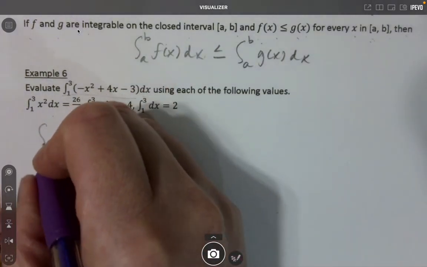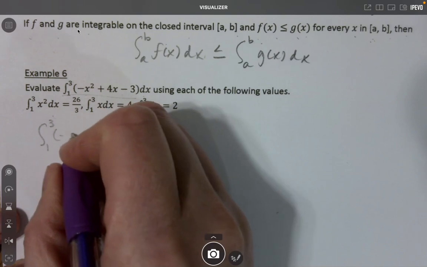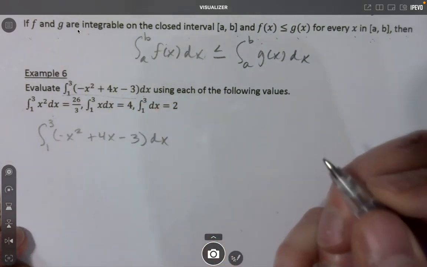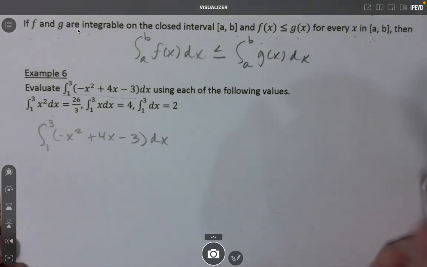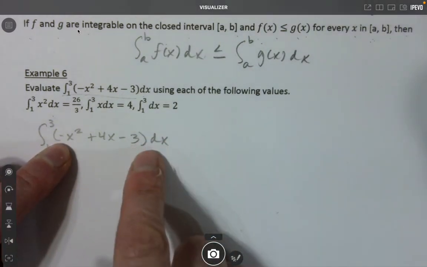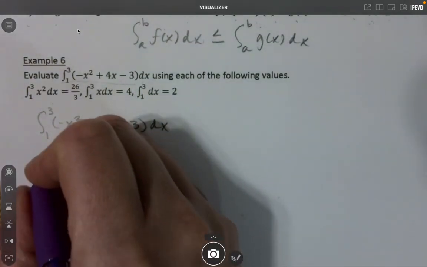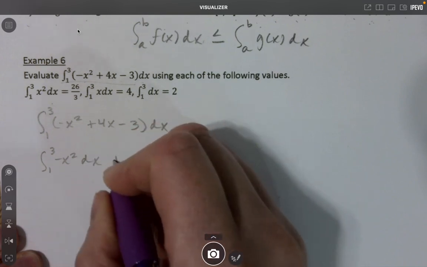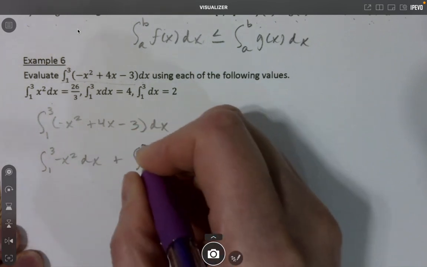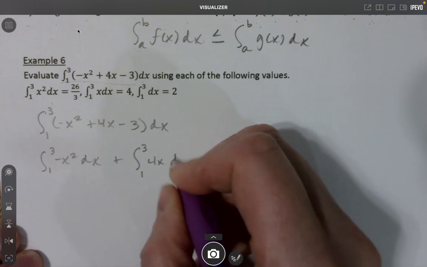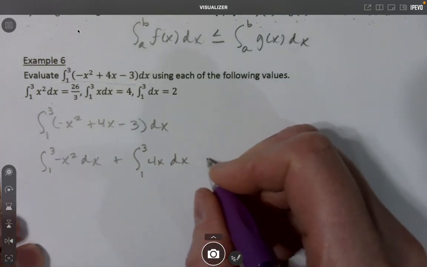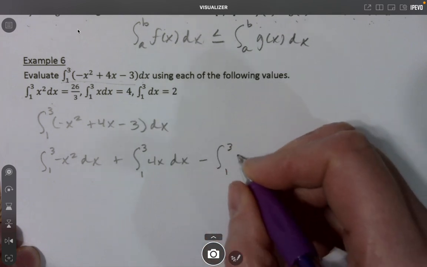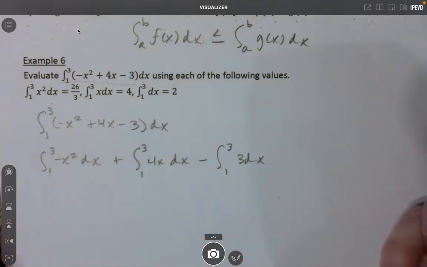So I'm going to take this integral from 1 to 3 of negative x squared plus 4x minus 3 dx, and I'm going to think about how I could break this apart. I could take each part of this polynomial and break it apart. So I could make this the integral from 1 to 3 of negative x squared dx, and I could have the integral from 1 to 3 of 4x dx, and I'd write minus the integral from 1 to 3 of 3 dx. But this isn't quite right still, is it?